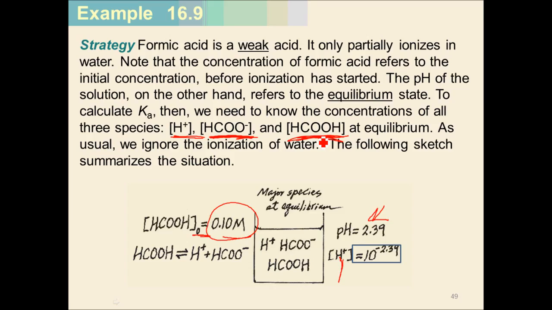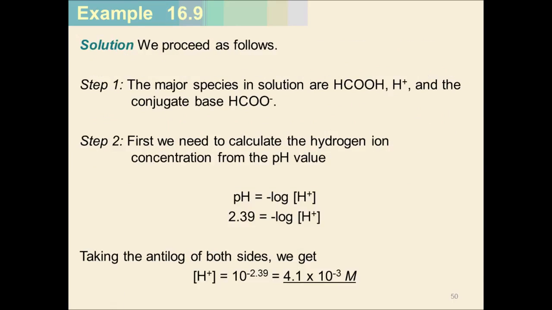As usual, ignore the autoionization of water, and make this sketch again. It might be helpful to list your variables. Formic acid, initially, these are your initial conditions, 0.10. It will ionize into hydronium ions and HCOO minus. However, being a weak acid, you will still have some HCOOH. So at equilibrium, the pH is 2.39. Now, what would that hydronium ion concentration be? On your calculator, take 10 to the minus 2.39, and you can calculate the hydronium ion concentration.